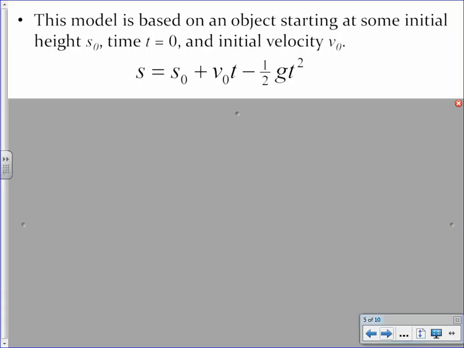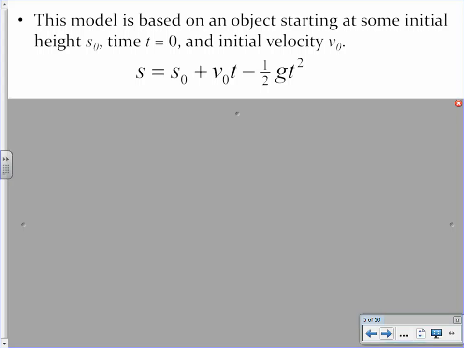Initial height, initial velocity, force of gravity. I'm probably going to write it backwards, but for right now I wrote it like this so we can think about it: first we think about position, then we think about velocity, then we think about gravity. I'll probably start with the negative 1/2 g t squared.